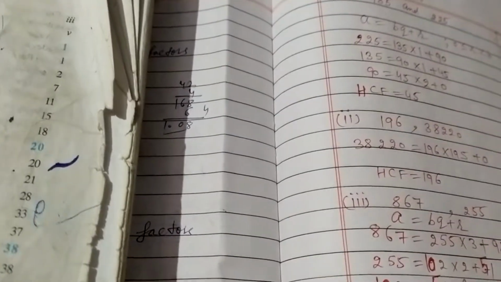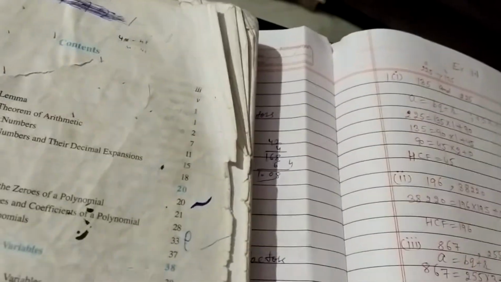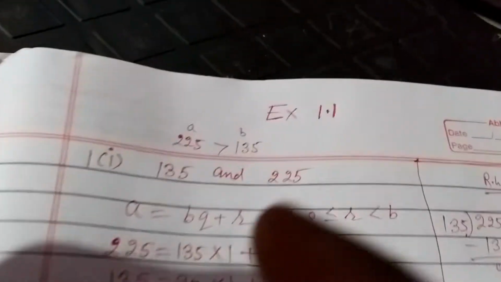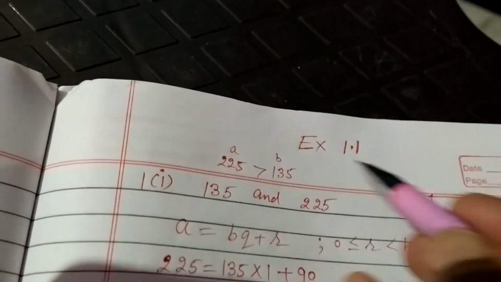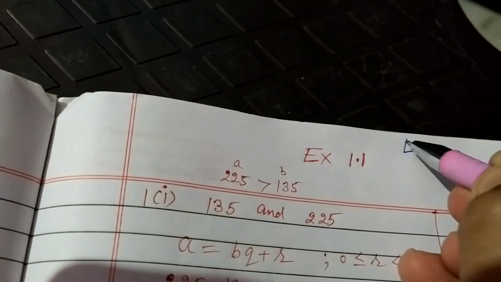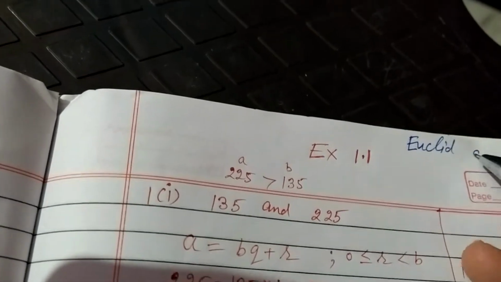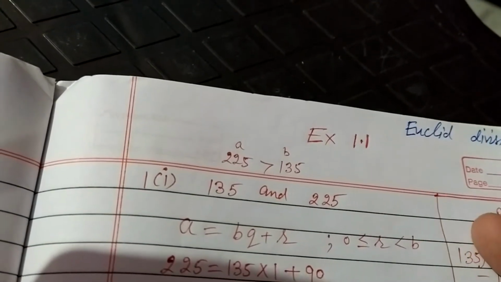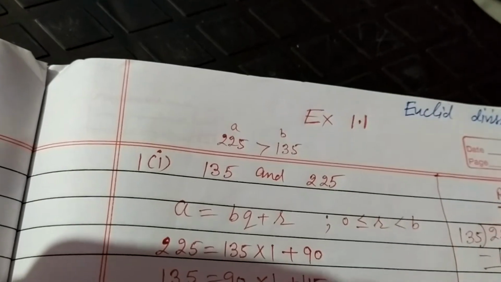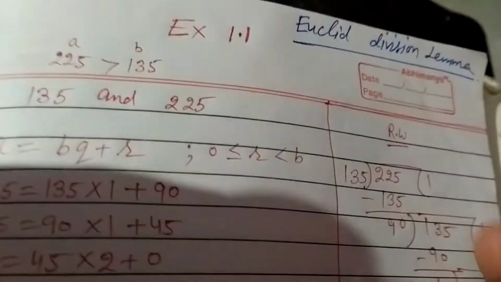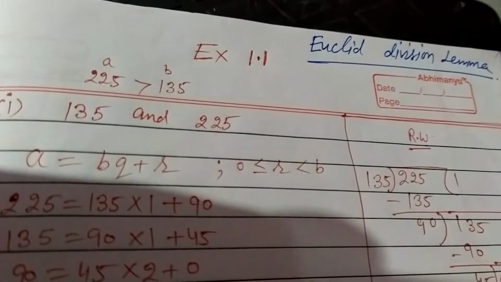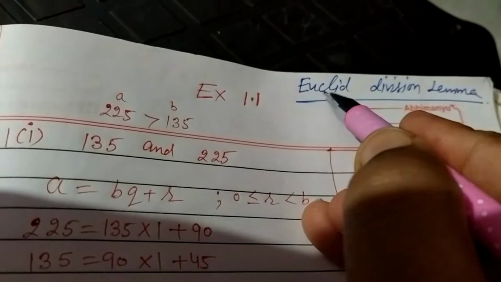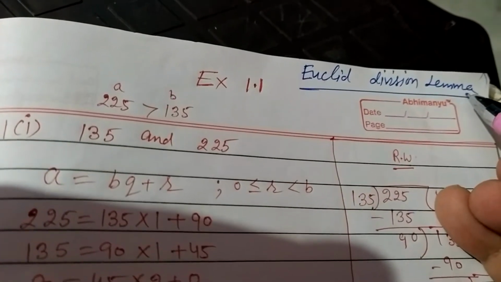Hello students, today let's discuss exercise 1.1, Euclid's division algorithm, using the Euclid division method. First of all, we use Euclid's division lemma. A lemma is a proved statement. If we apply the lemma more than one time, then we call it Euclid's division algorithm. Then what is Euclid's division lemma?